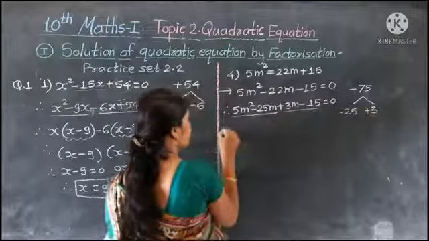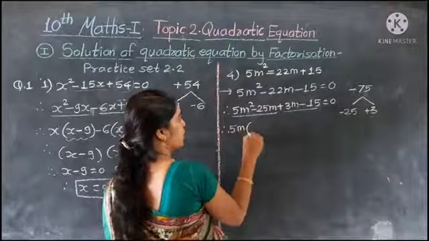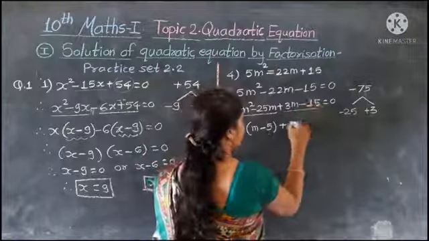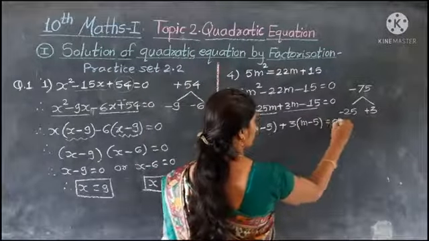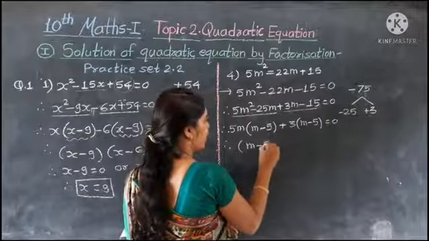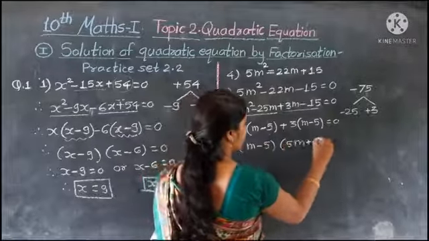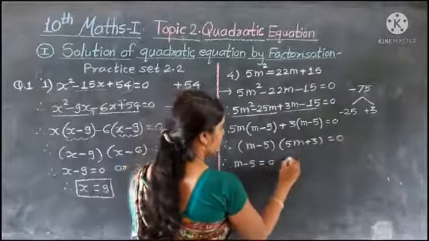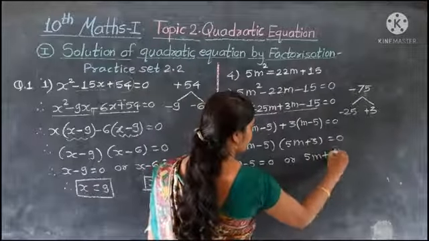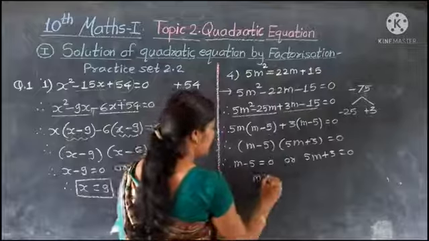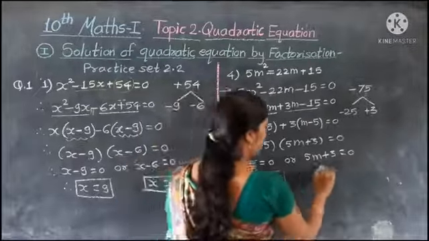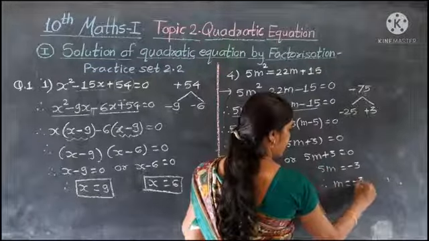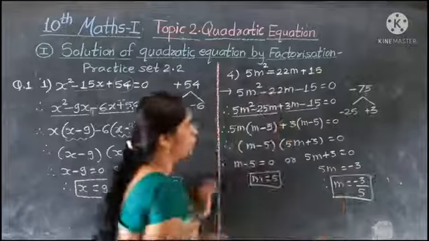Now take common. What is common here? 5m is common. So what remains? m minus 5, 5 5s are 25. Plus here 3 is common: m minus 5 is equal to 0. So we get m minus 5 and 5m plus 3 is equal to 0. Product is 0. So you write m minus 5 is equal to 0 or 5m plus 3 is equal to 0. We get m is equal to 5 and here 5m is equal to minus 3. Therefore we get m is equal to minus 3 upon 5.